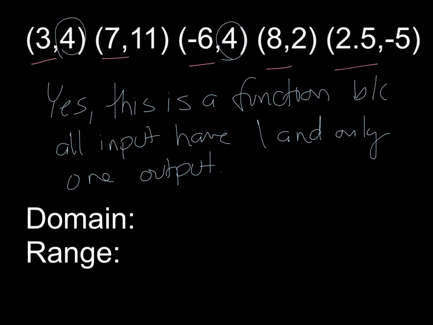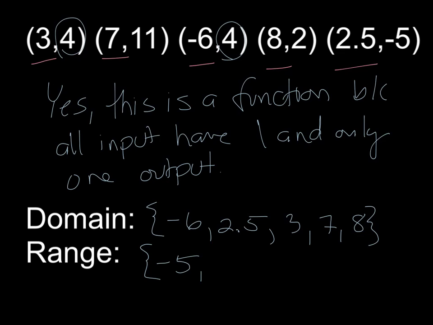Okay, so let's look at what the domain is then. We're looking at all the x values, the first number in the ordered pairs. Let's go from least to greatest. So I see a -6, I see 2.5, I see 3, 7, and 8. For the range, the smallest value I see is -5, and then it looks like 2, 4, and 11.